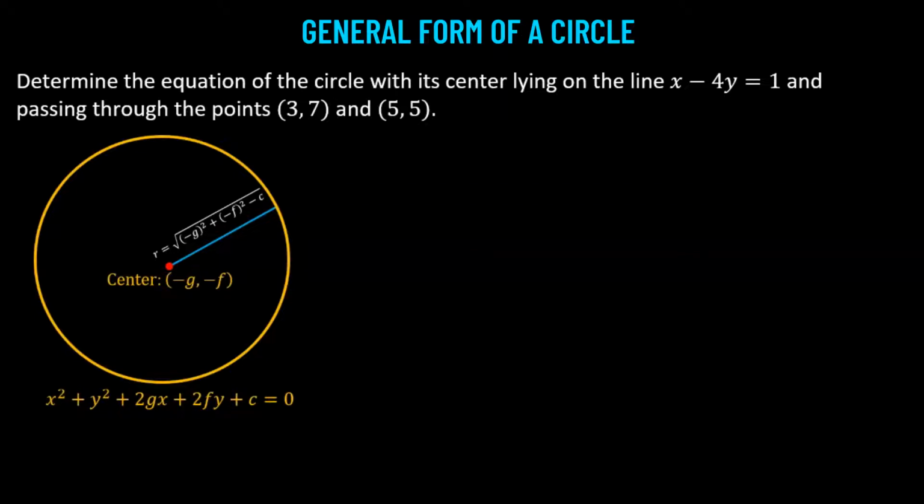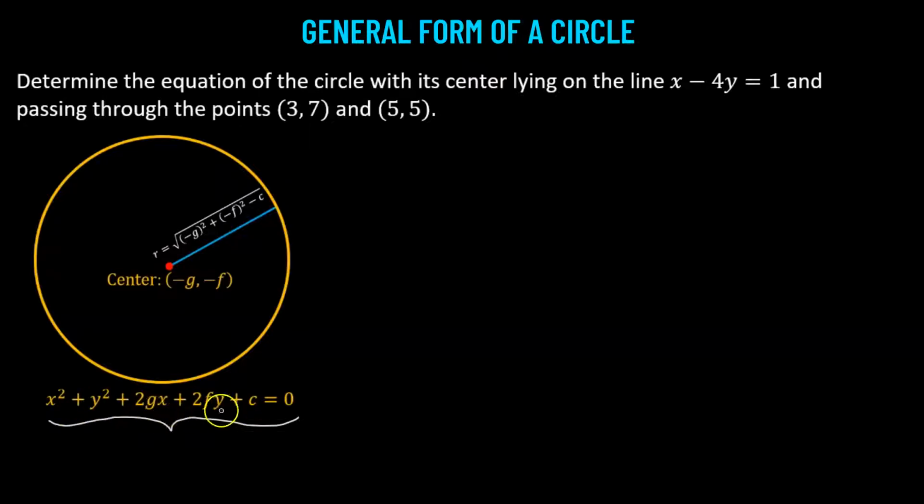In this problem, we need to determine the equation of a circle with a center lying on the line x minus 4y equals 1, and it passes through the points (3, 7) and (5, 5). Now, in order to solve this problem, we're going to use the general equation of a circle, or the general form of a circle. The general form of a circle is given by this particular equation.